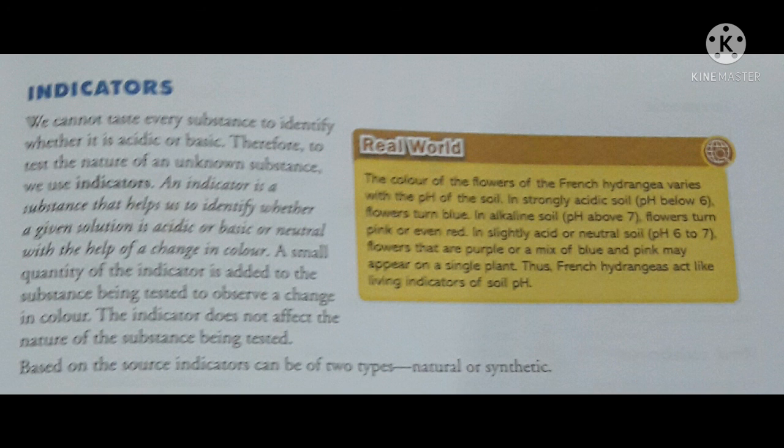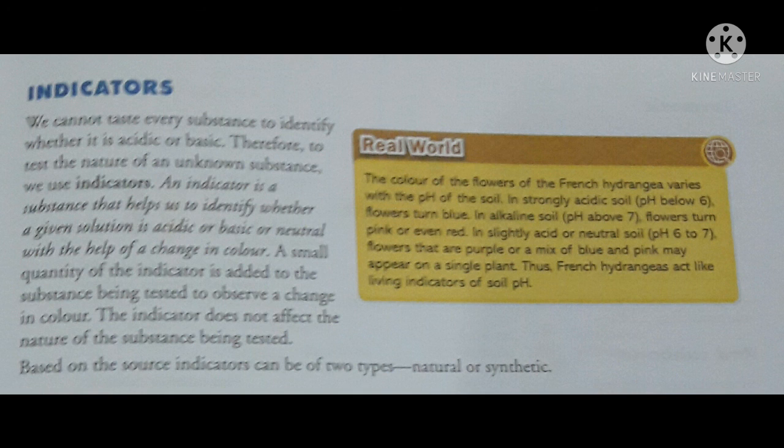An indicator is a substance that helps us to identify whether a given solution is acidic, basic or neutral with the help of a change in color. A small quantity of the indicator is added to the substance being tested to observe a change in color. The indicator does not affect the nature of the substance being tested. Based on the source, indicators are of two types: natural indicators and synthetic indicators.